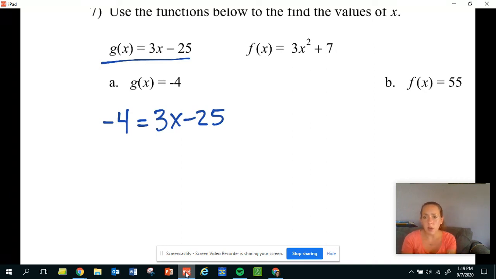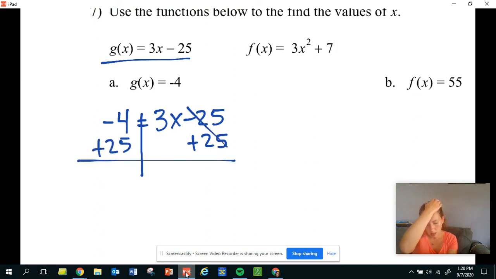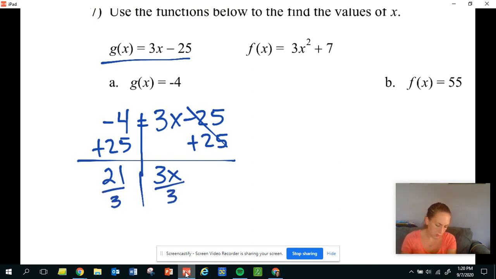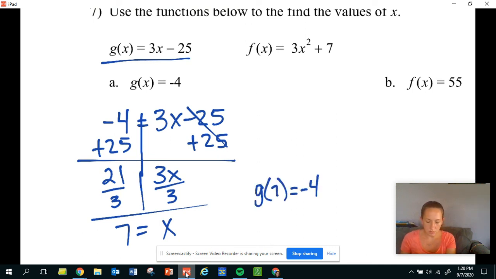And then I just need to solve for x to figure out what it is, which is what we did the first week. So first, I will add 25 to both sides. Right? And then bring down my 3x, and then -4 plus 25 is 21. And then I just have to divide by 3. So the x would be 7. So when g of x equals -4, my input or my x should have been 7. So that means that g of 7 equals -4.